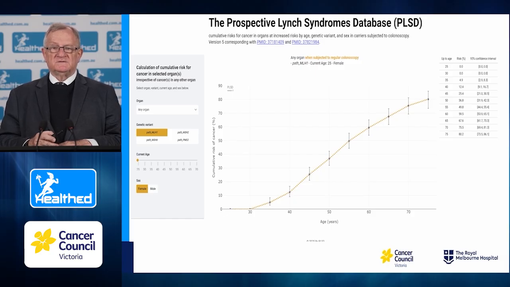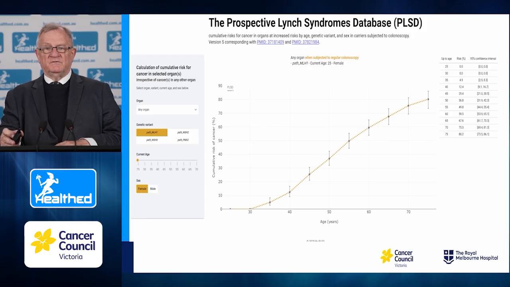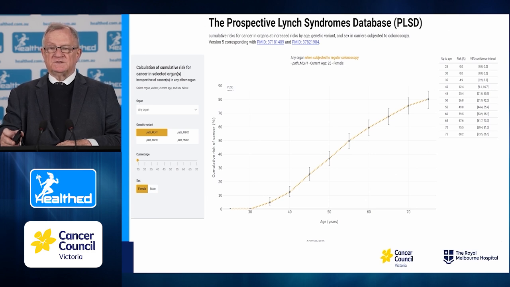And you can see by the age of 70 that their risk of getting any cancer is about 75%. And you can click on the other specific cancers and it will produce graphs like that depicting the risk for any of the cancers. Very useful counselling tool, and very well substantiated by good data, including ours from the Royal Melbourne Hospital. It's a program that's run by my colleagues in Norway.